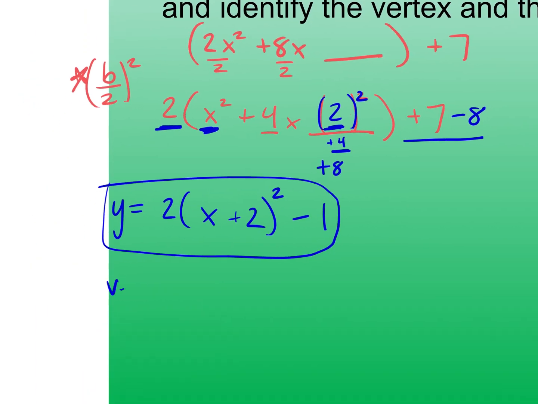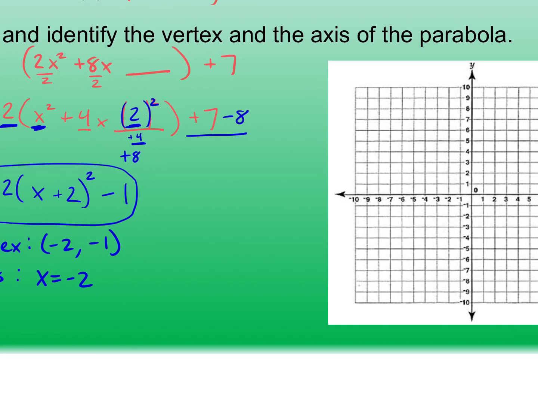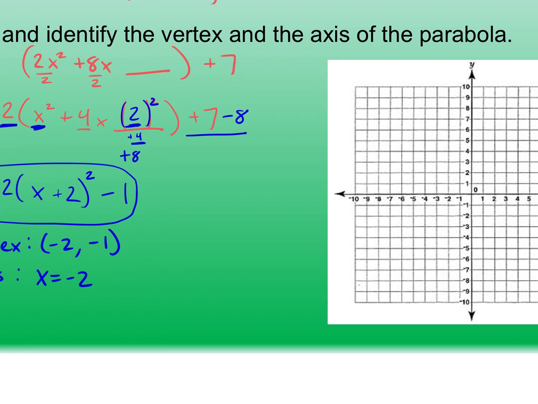Now that it's in standard form, we can clearly identify our vertex. What's our vertex? Awesome, -2, -1. What's our axis of symmetry? Awesome, x equals -2. So let's graph that. I'm going to put a point at -2, -1. Our axis of symmetry is a vertical line that goes right through the vertex. So that's how we get the x equals -2. It's got to be x equals because it's a vertical line. So x equals -2.